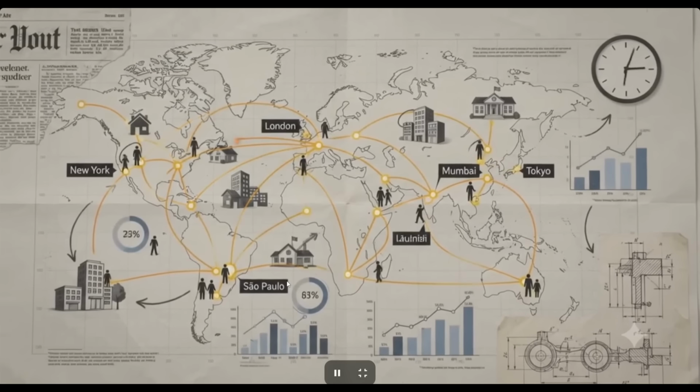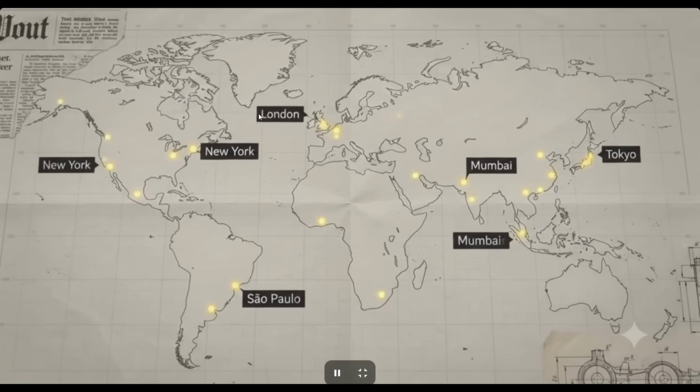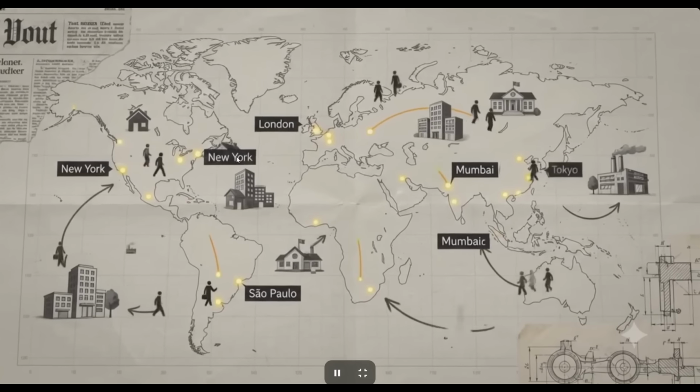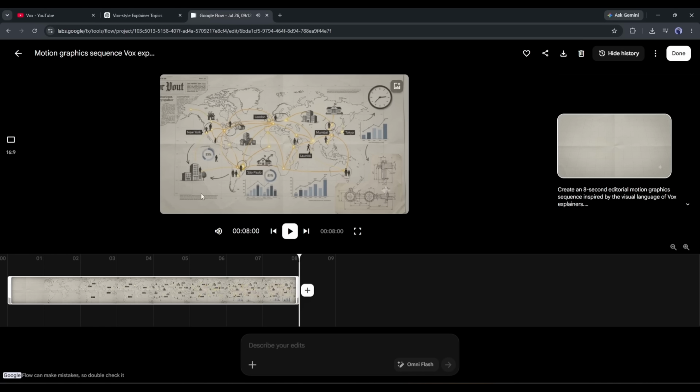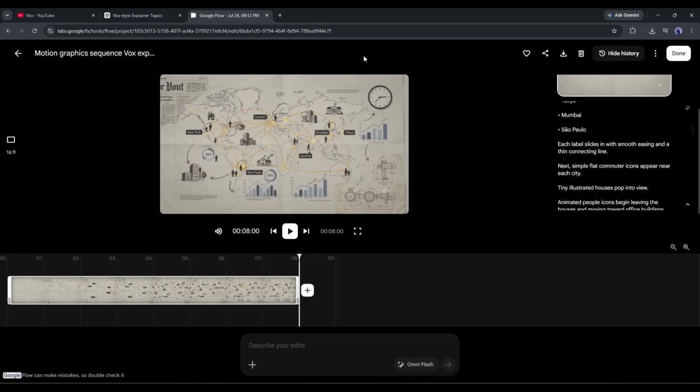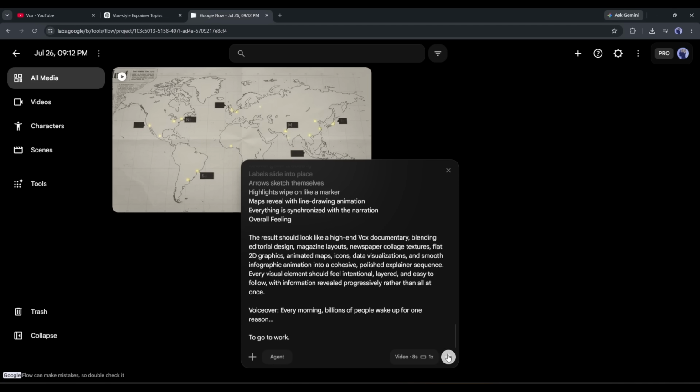Locations are detected, and people icons are moving. This is exactly the Vox style. However, there is an issue with the voiceover. It doesn't match the script. That's because we didn't add the script inside the prompt. We can fix it. Just copy the voiceover script and enter it inside the prompt and regenerate the video.